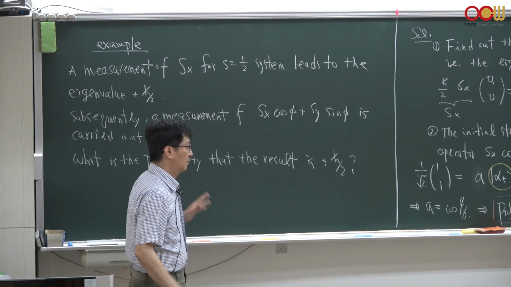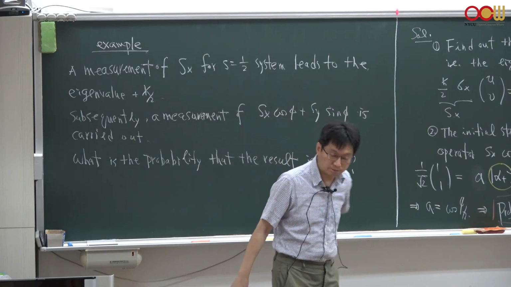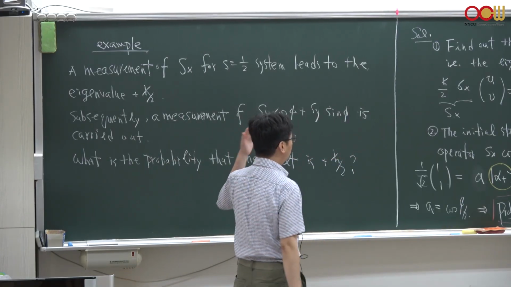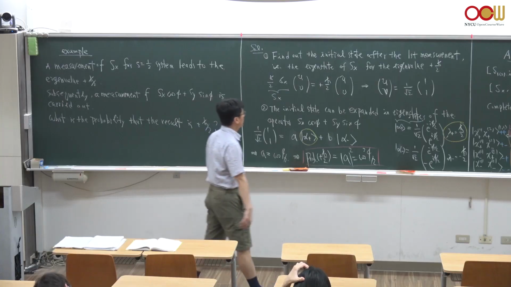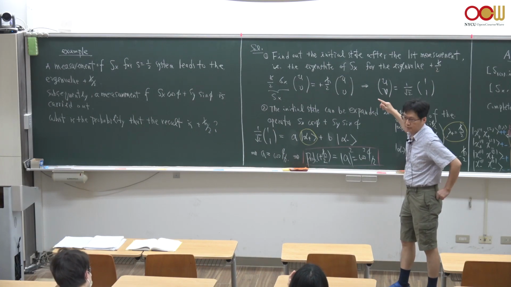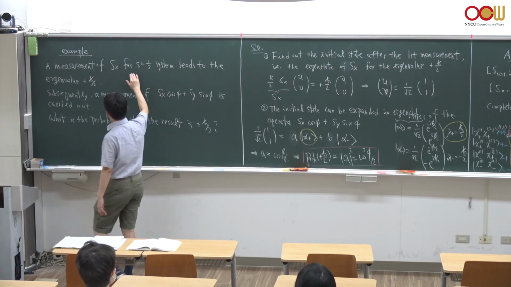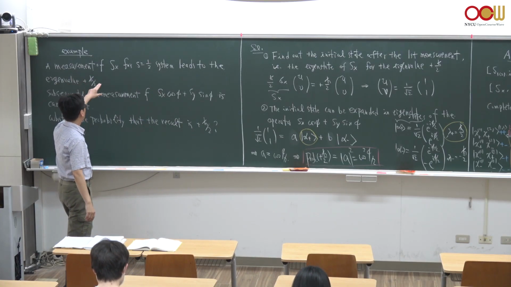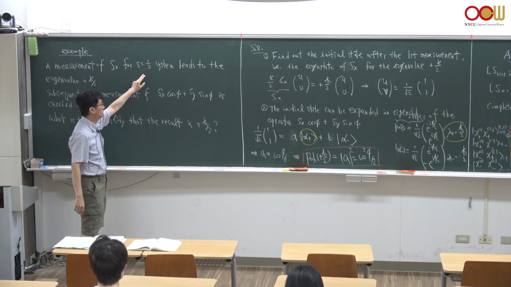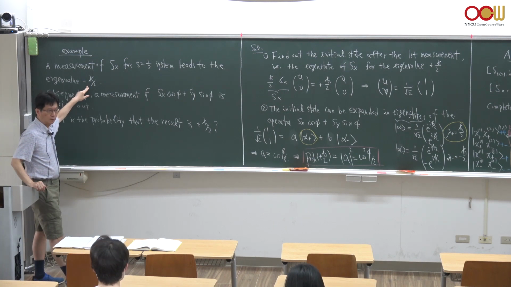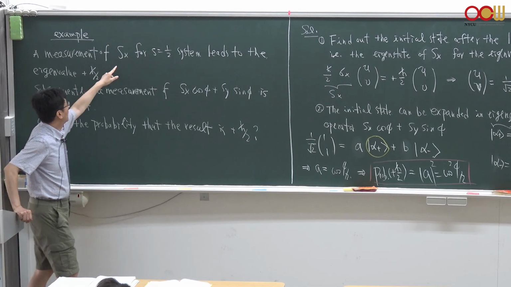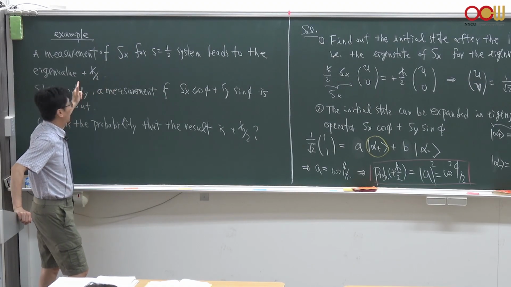This is simple, but you need to think about this calculation in a quantum mechanical way. To solve this problem, there are two steps. The first step is to find out this initial state after the first measurement. The first sentence is that the first measurement is done for the Sx operator for the spin 1/2 system, and the final answer after the first measurement is plus 1/2 h bar. Any measurement can only give you one of the possible eigenvalues. So this tells us that the eigenvalue for the Sx after the first measurement is plus 1/2 h bar.